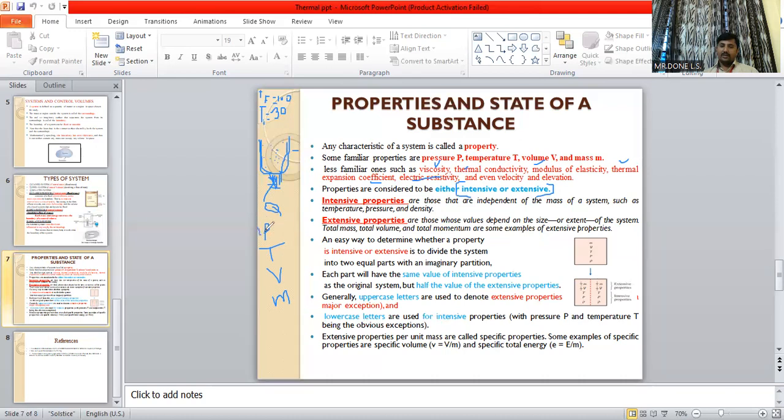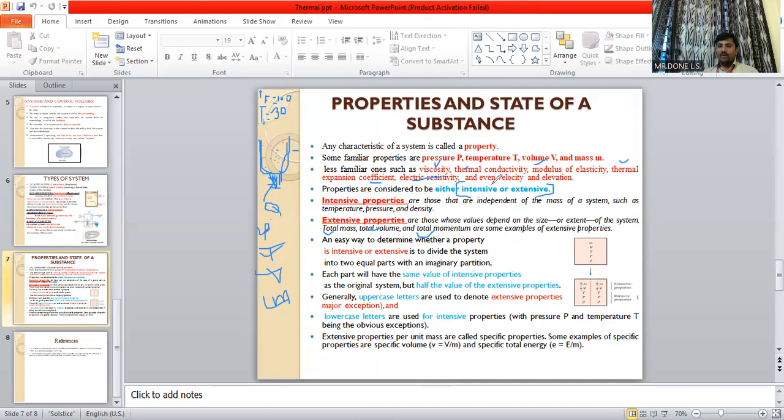Keep in mind that temperature, pressure, and density are the intensive properties. And extensive properties are those whose values depend on the size or extent of the system. Total mass, total volume, and total momentum are some examples of extensive properties.